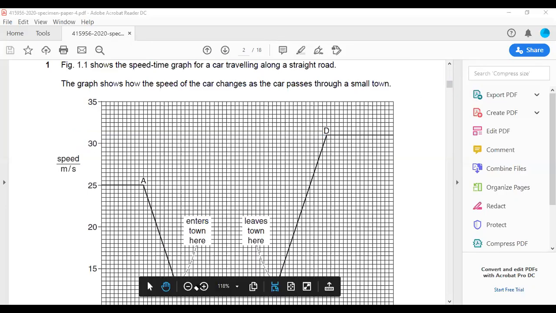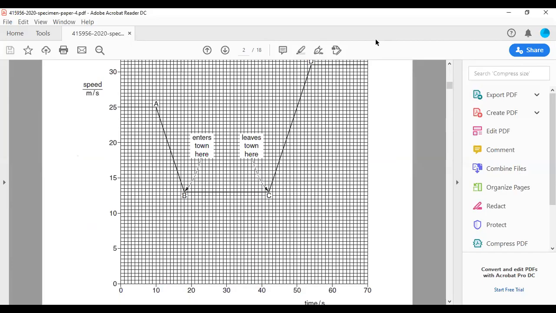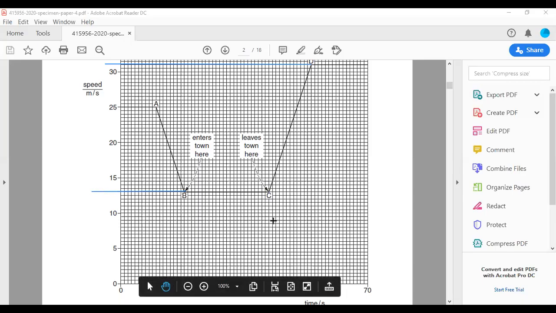Let's see if I can make this a bit small. Right. So this is point D here. This is point C here. Right. So those are the two values.